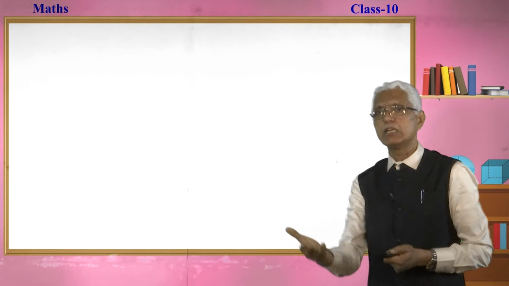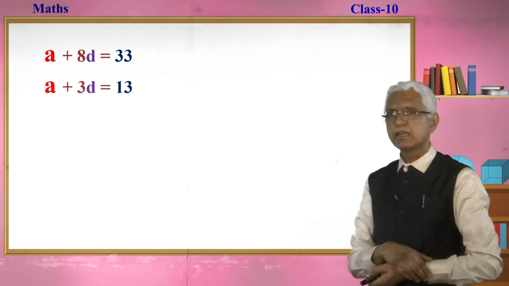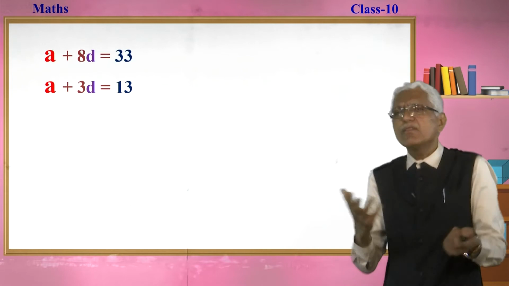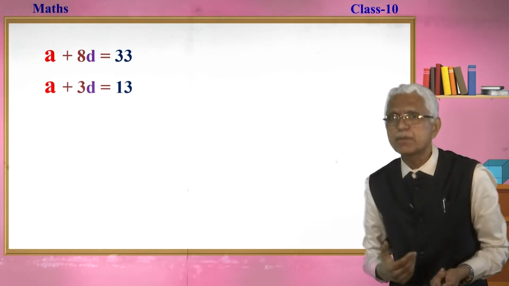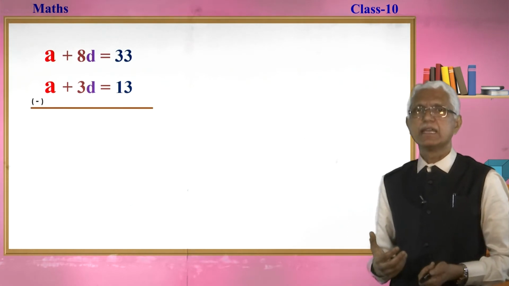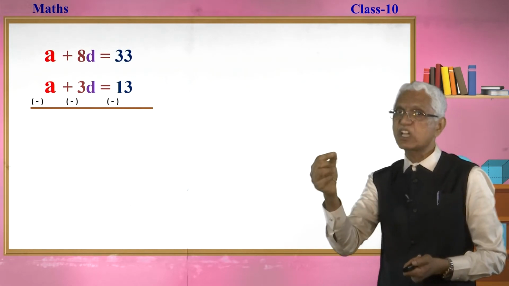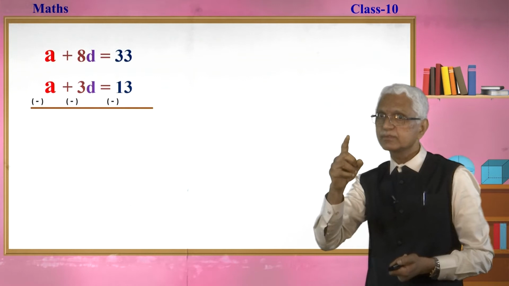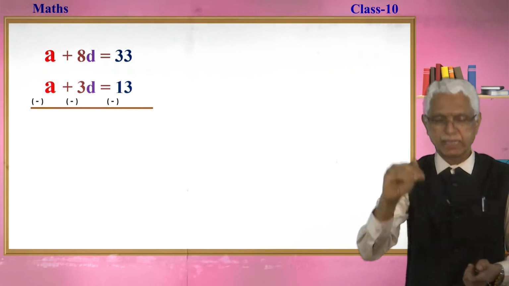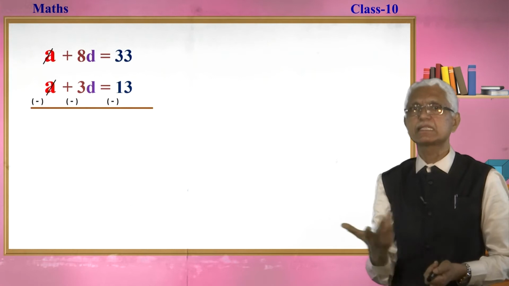And you have learnt in your previous classes, in the lesson pair of linear equations, how to solve. Shall we use the process of elimination? It's so simple. We eliminate a, because they have the same coefficient, 1a, 1a. Now, while subtracting, you have to change the signs of the lower terms. Plus a becomes minus a, plus 3d becomes minus 3d, plus 13 becomes minus 13. a and minus a get cancelled.